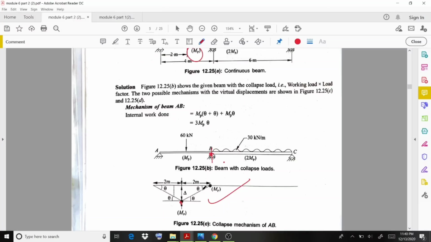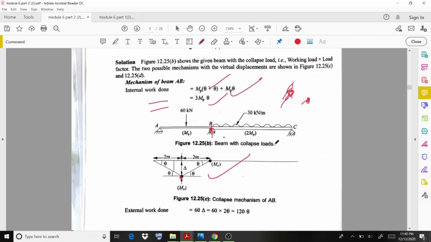If you observe both values, it is going to be theta. Why is it going to be theta? Actually, this load is acting at the center, that's why. If you substitute those values, you can easily calculate the internal work done. That is MP multiplied by theta plus theta, and then MP multiplied by theta, so it is going to be 3MP theta. You have to provide the plastic hinge at the support, meaning the fixed support, and also under the load.